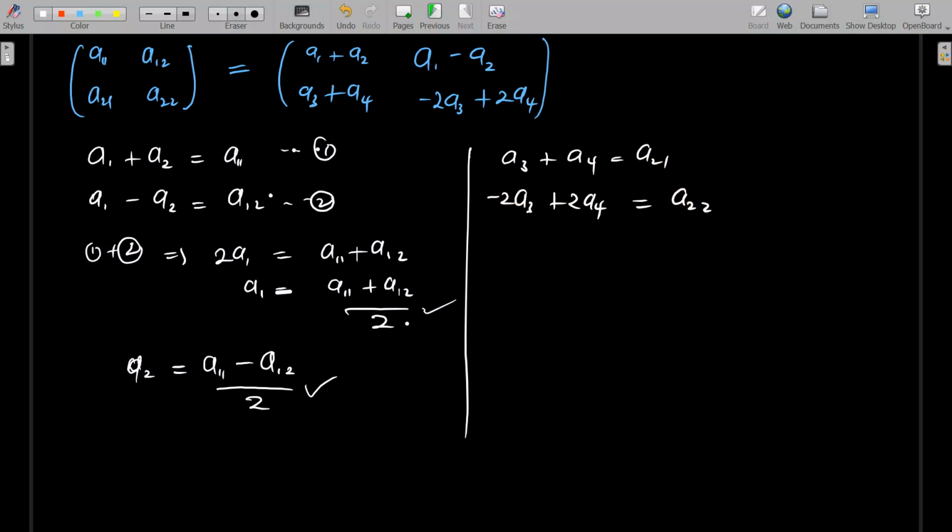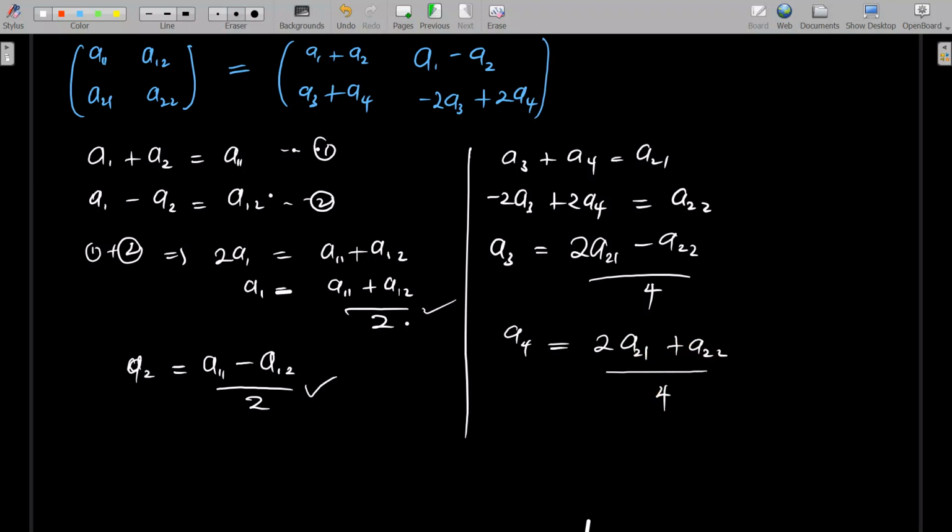If you solve them simultaneously to get your A3 and A4, you're going to have that A3 is equal to (A21 minus A22) over 4, and then A4 will be equal to (2 A21 plus A22) over 4. So you apply the same method of solving simultaneous equations to solve them.